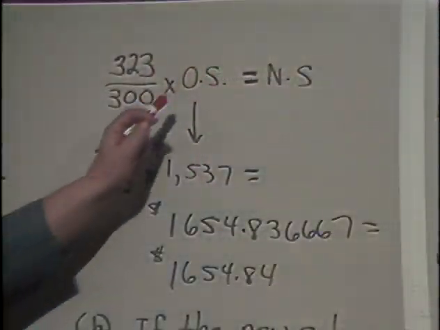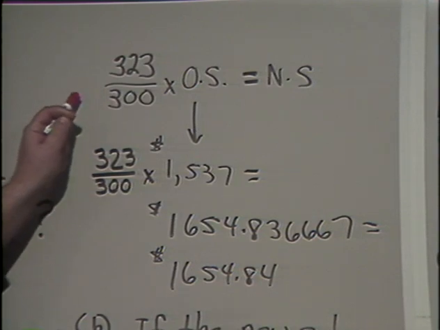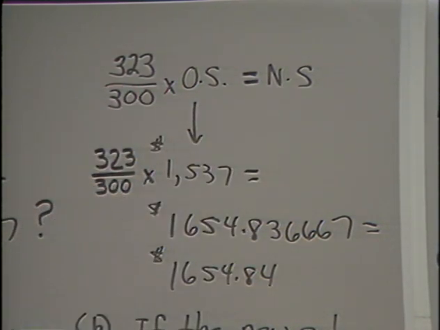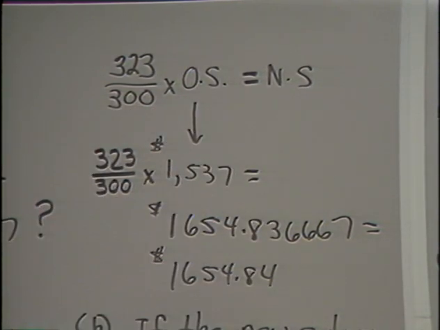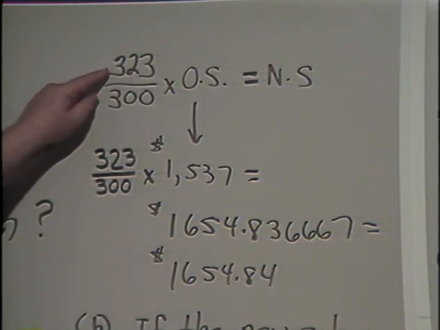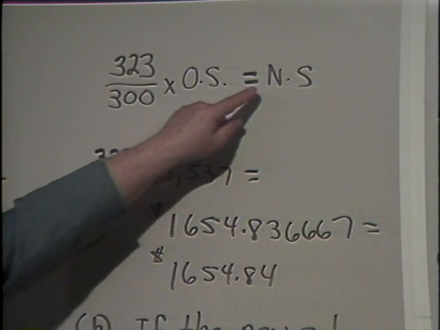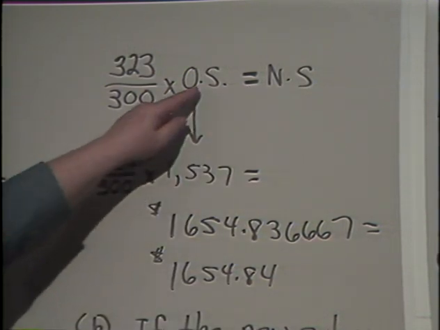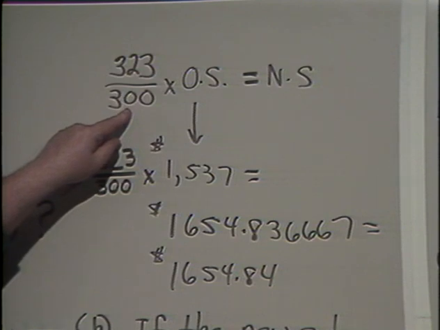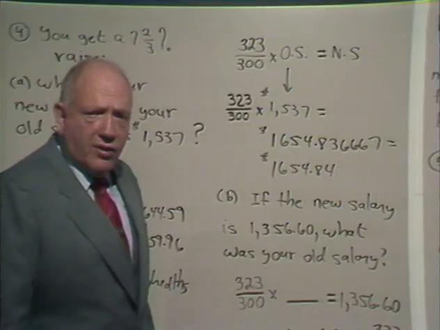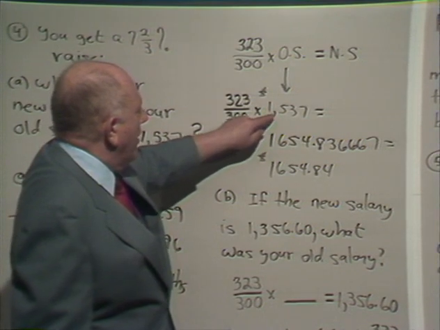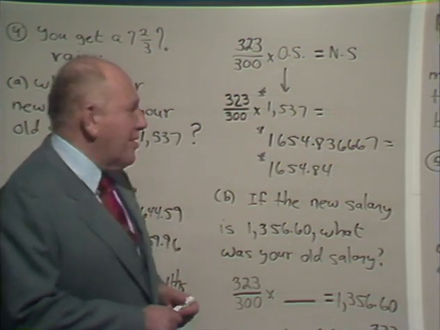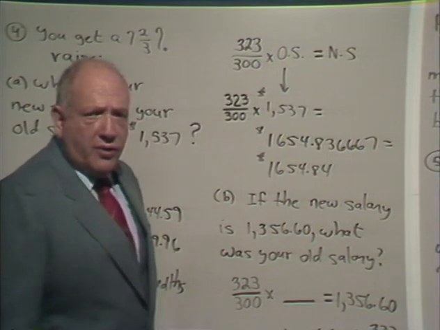Namely, instead of multiplying the old salary by 1.07 or 1.08 to get the new salary, see, I'm starting to teach you formulas already. I start to use abbreviations like old salary, new salary. You see, what I have now is what? 323 over 300 times the old salary equals the new salary. In other words, basically what you're going to do is divide the old salary by 300, and for every block of $300 you were making with the old salary, the new salary is going to pay you $323. Now, how do you handle this problem? In this problem, you're given that the old salary is $1,537, so you simply multiply that by 323 over 300.